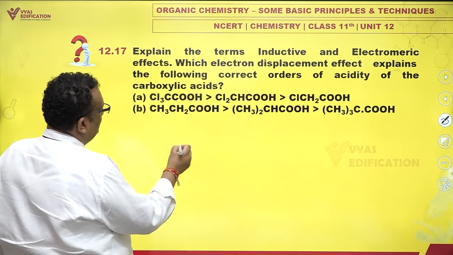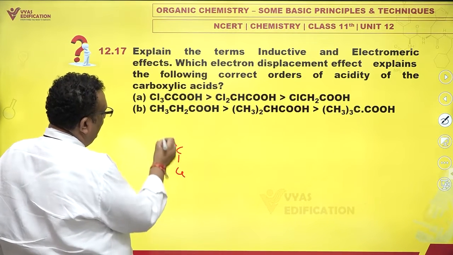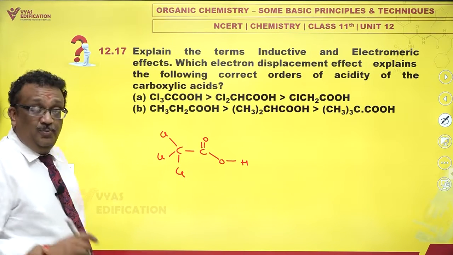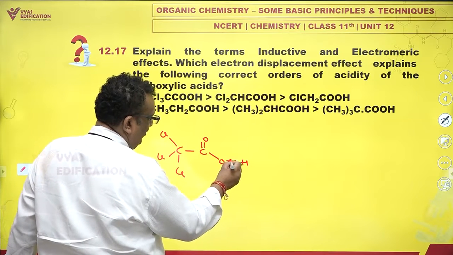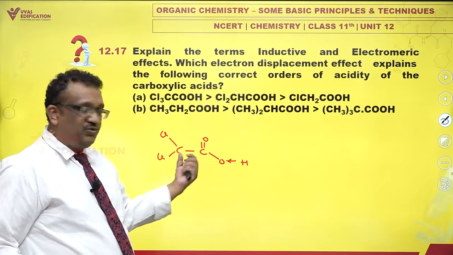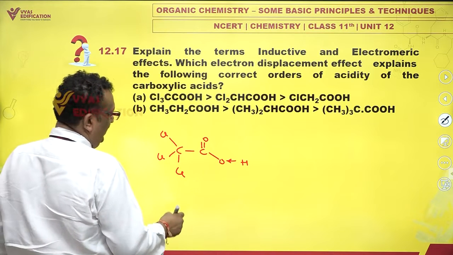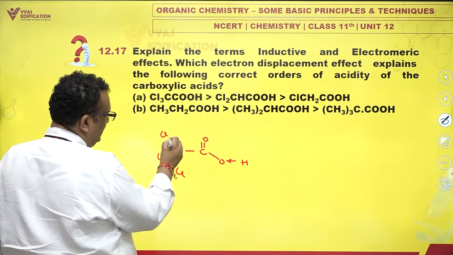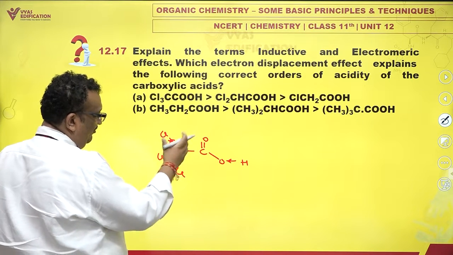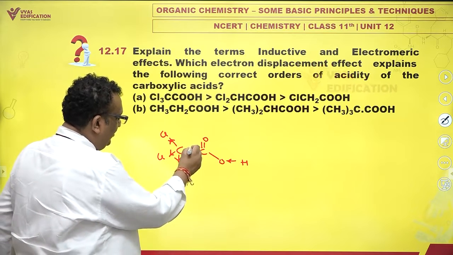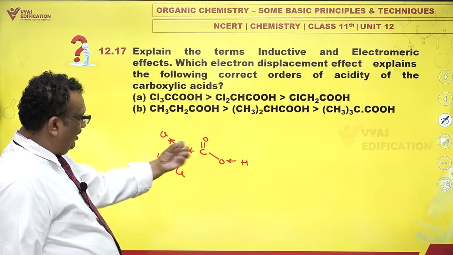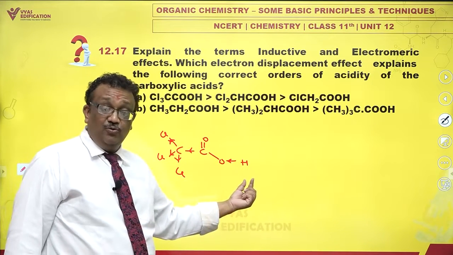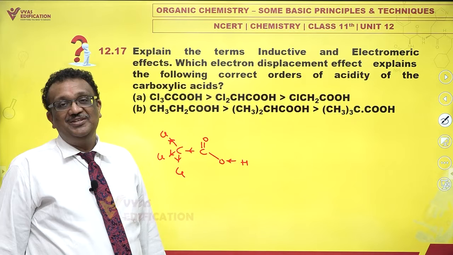You have CCl3COOH. Now please note, this has withdrawn electrons. Oxygen withdraws from hydrogen, fine. And you find that these chlorines are taking electron cloud away from carbon, and it is withdrawing from here. If you have electron withdrawing groups which are taking electrons away from the acidic hydrogen, then acidic strength increases.